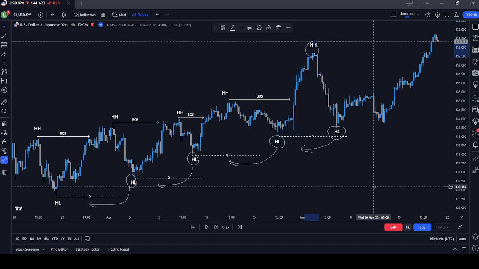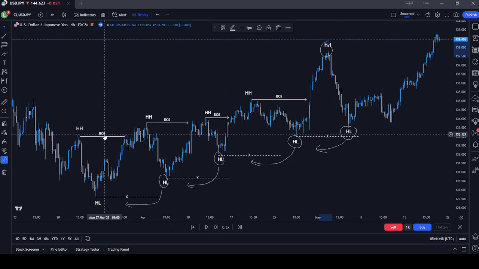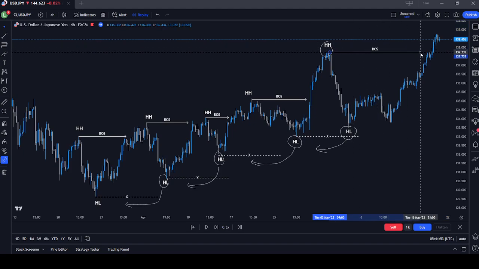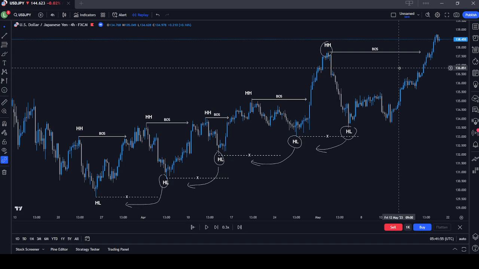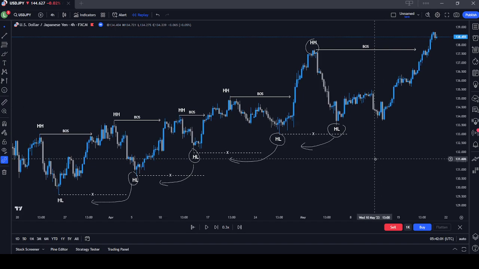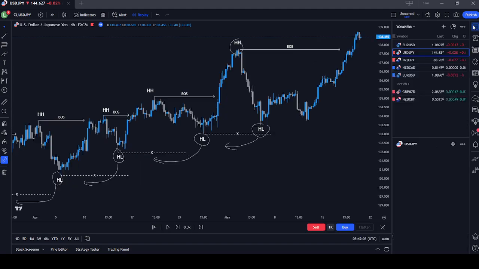Okay, as you can see, price does what? Price breaks that high, which is what we want to see. We want to see price breaking our high highs and respecting our higher lows. Okay, beautiful people. This is how we identify our properties and rules on an uptrend, right? Okay, so let's go on a downtrend.